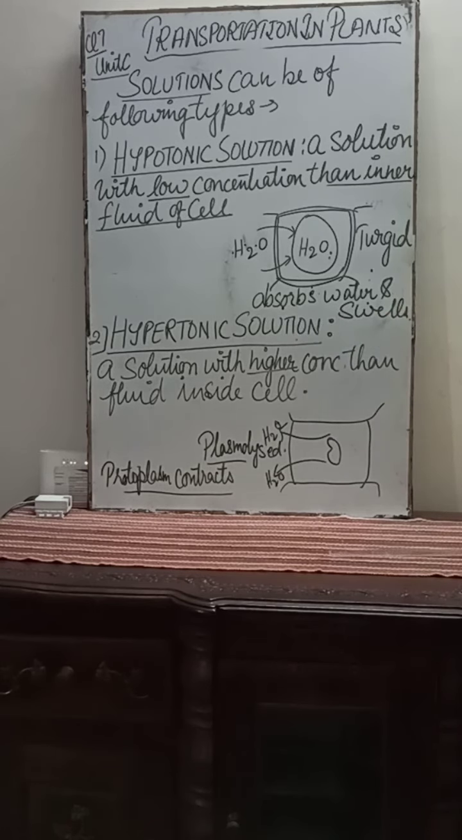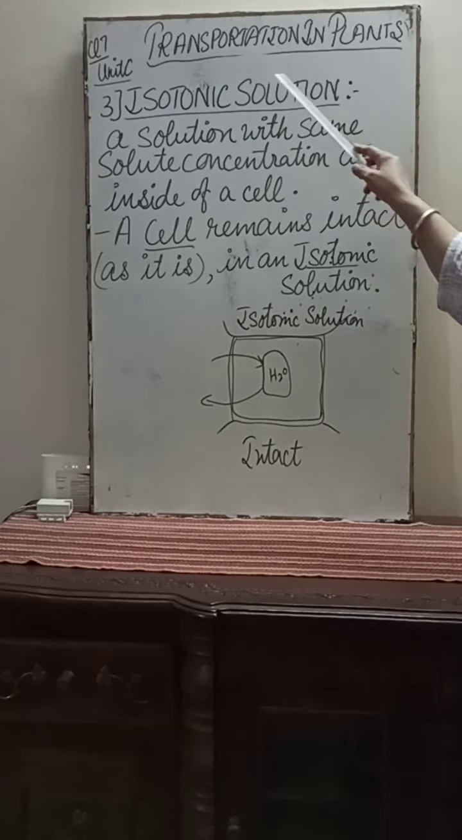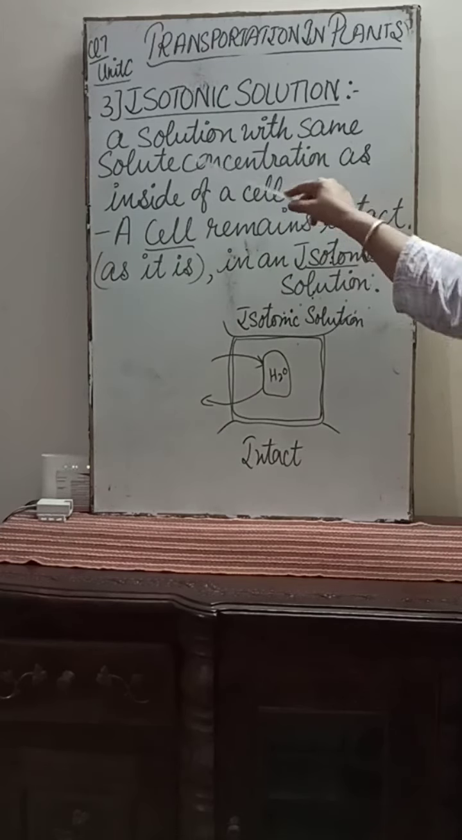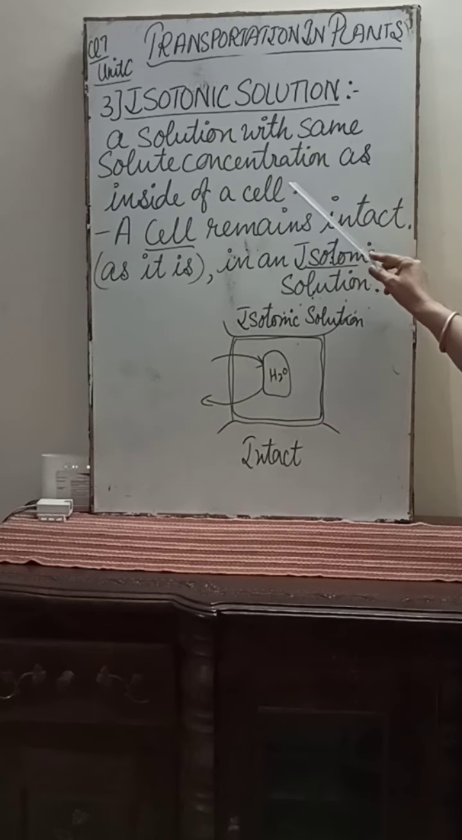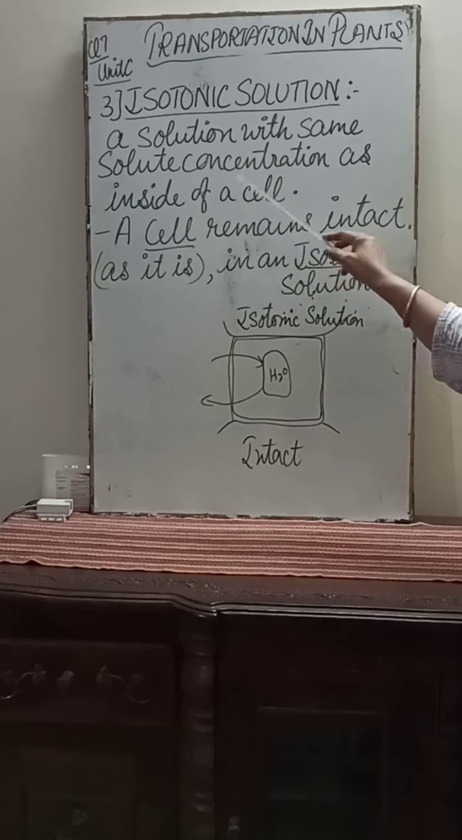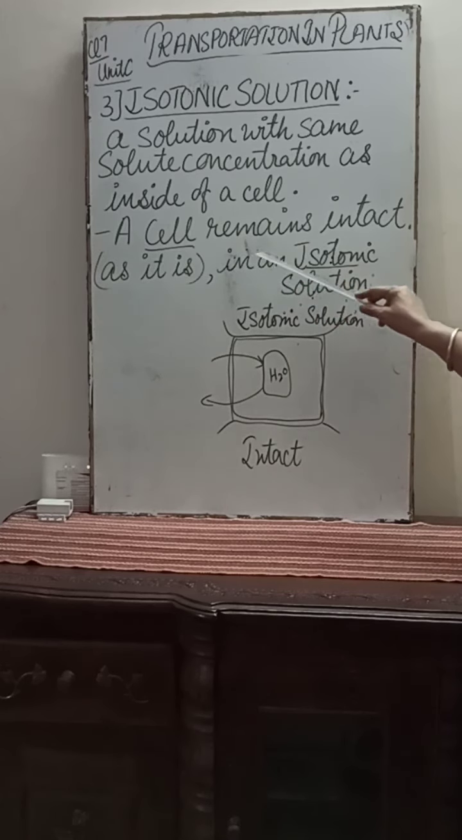Then the third type is isotonic solution, which we shall discuss. First we studied the hypotonic, then the hypertonic, and the third type is the isotonic solution. Now isotonic solution, what is it? Let us understand. A solution with the same solute concentration inside and outside of a cell. So the concentration within the cell and outside is the same. That is called the isotonic solution. In that condition, a cell remains intact as it is. Intact means as it is. The same shape of the cell is maintained in an isotonic solution.